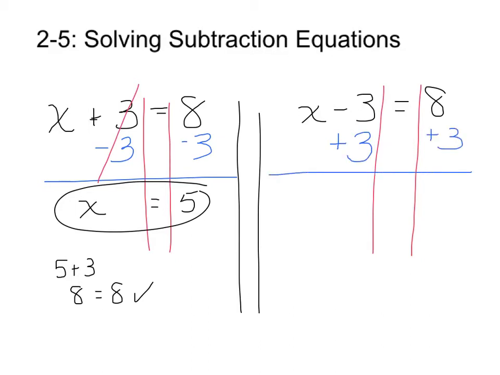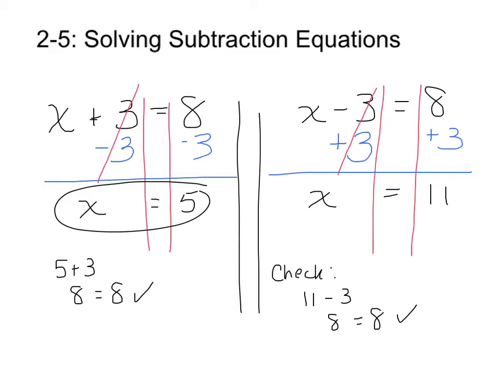Okay, so here I have in a sense 3 and a minus 3. So 3 minus 3 is 0. Those cancel out, leaving me with x by itself, and 8 plus 3 is equal to 11. And if I want to check this, which is always a good idea to do, if I have 11 minus 3 is equal to 8, so 8 equals 8, so this checks.